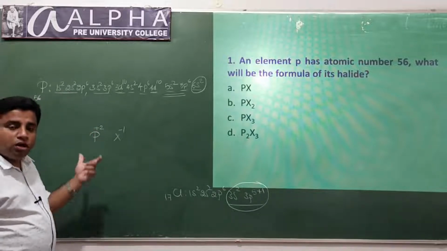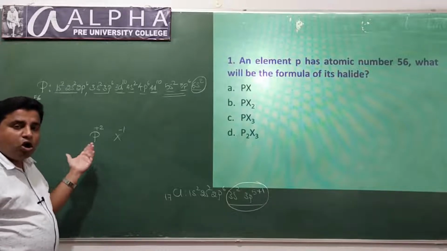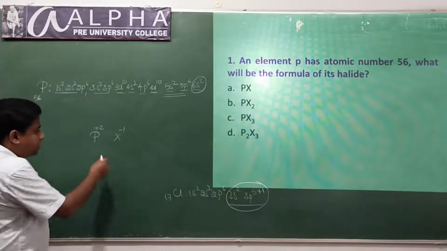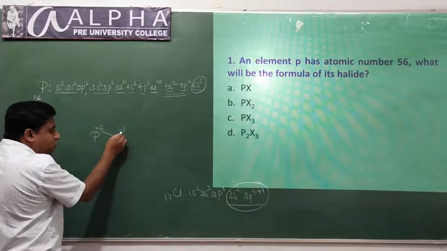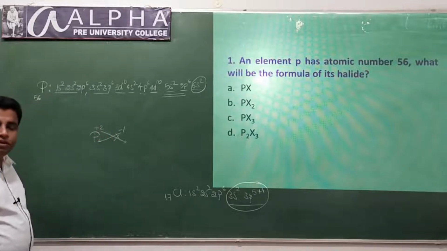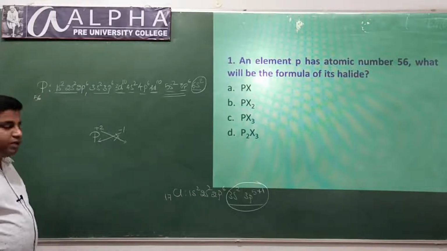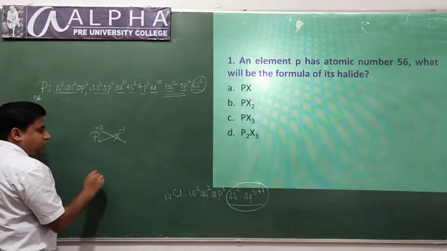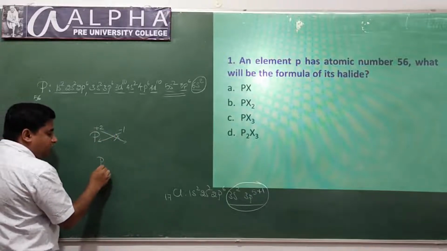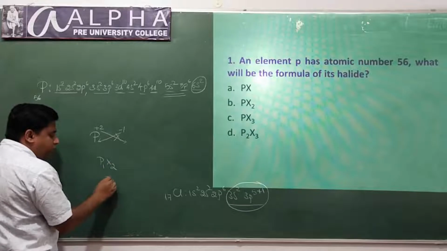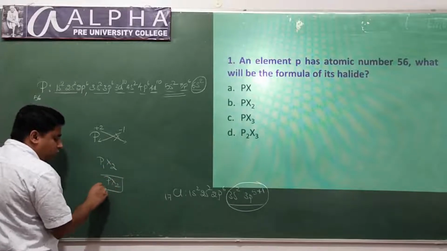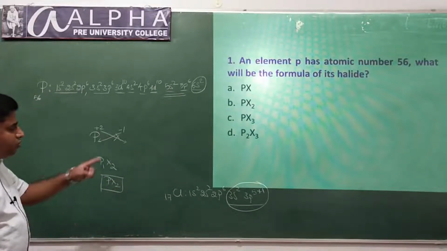How do you write the formula? Just interchange, cross multiply the valencies. That's it. If you cross multiply the valencies, what will you get? P1X2, or simply PX2. Understood? Do we have the answer?